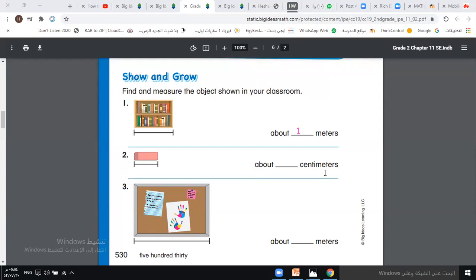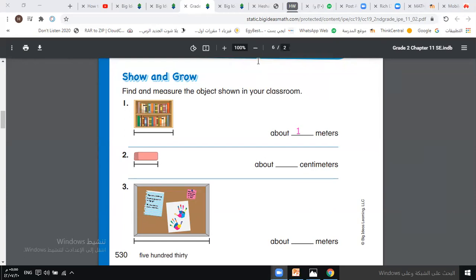Actually, we speak about a real object, not this, not this. Measure your eraser. All of you measure your erasers and write the length of your eraser here. Okay? So who can say the length of his eraser?